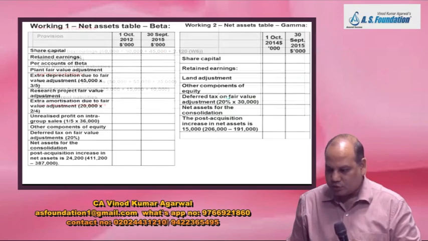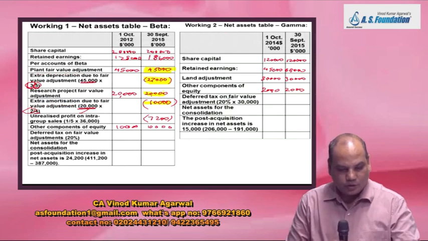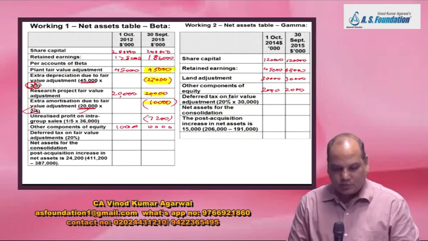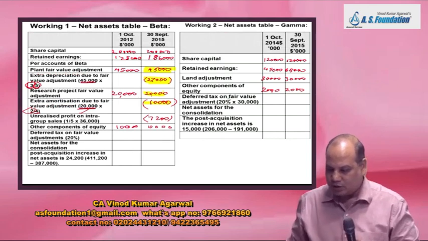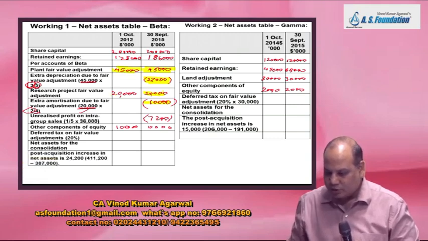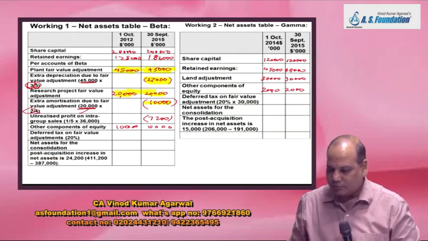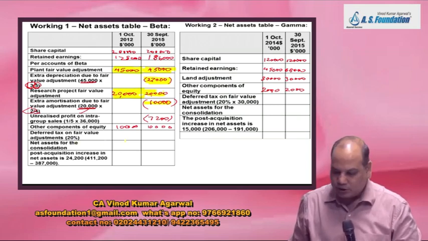So now we will close this question line by line carefully. First you come to net asset table and deferred tax adjustment. Understand, I'm going to highlight some numbers and only on that the deferred tax adjustment will be done. On this unrealized profit, deferred tax adjustment is not to be done. So take 45,000 plus 20,000, 65,000. 65,000 into 20%, 13,000.